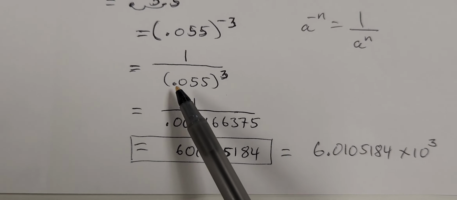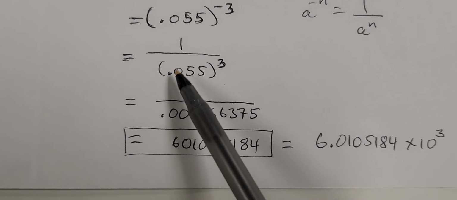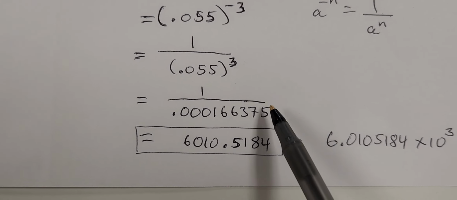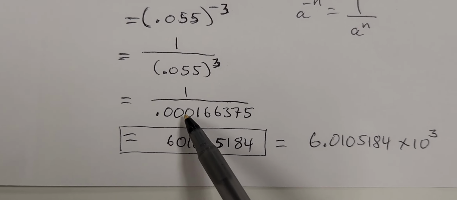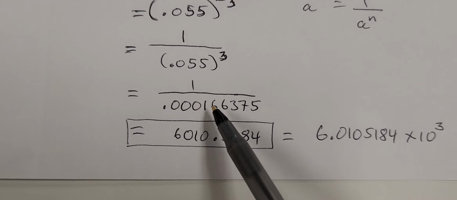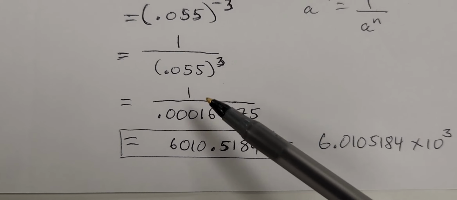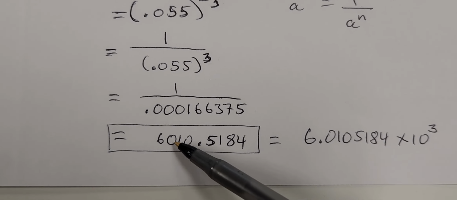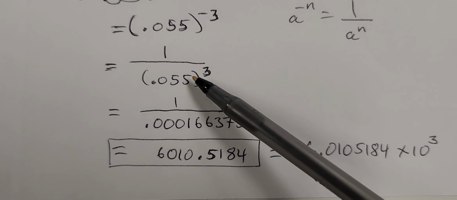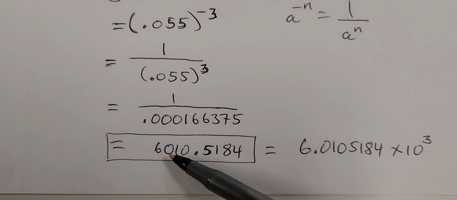Okay, and then after that, 0.055 to the 3rd power, you can just put it in the calculator. 0.055 to the 3rd power comes out to this entire number, which is 0.000166375. So 1 over this number, and then use your calculator. 1 divided by this number comes out to be 6010.5184. So this is just the calculator to the 3rd power, then divide, also by calculator.